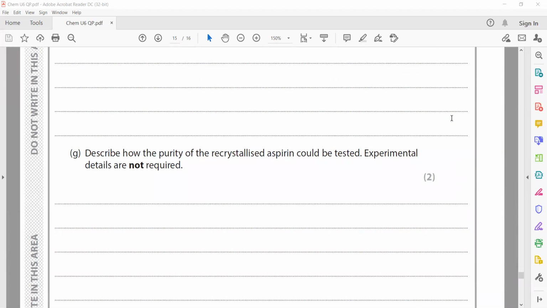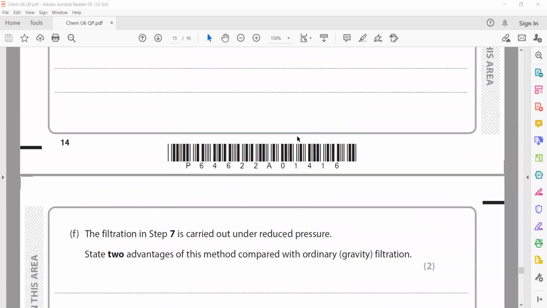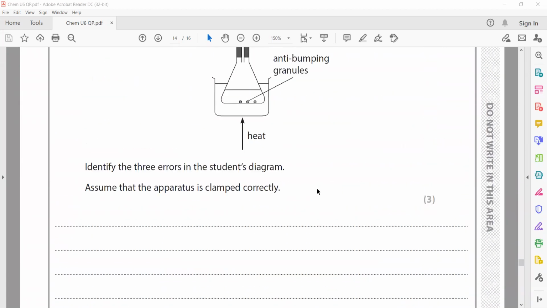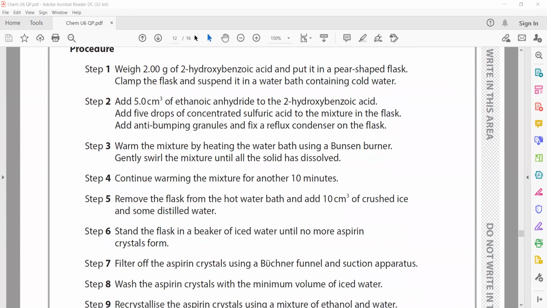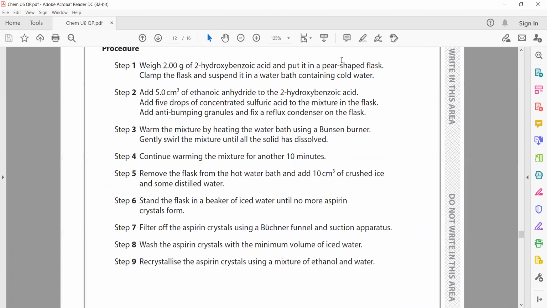So this was unit 6. Just quickly, I will go through the steps of this experiment so you understand the procedure. First, we took 2 grams of 2-hydroxybenzoic acid and put it in a pear-shaped flask, then we clamp and suspend it in a water bath containing cold water. Then we add 5 cm cube of ethanoic acid anhydride. Why was it in cold water? Because the reaction between ethanoic acid anhydride and 2-hydroxybenzoic acid is exothermic.